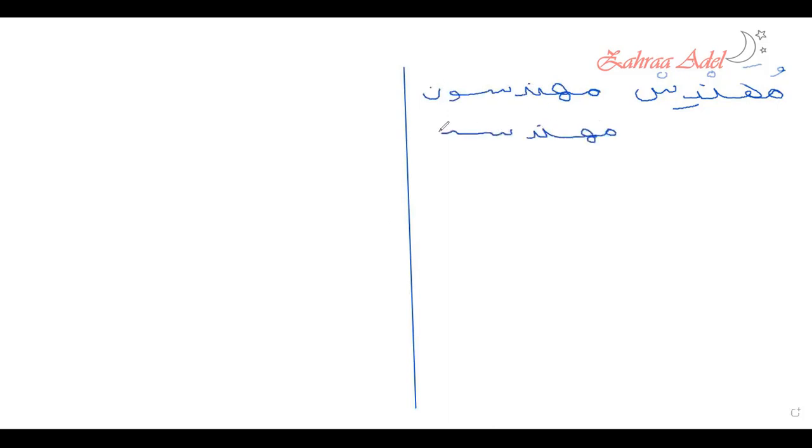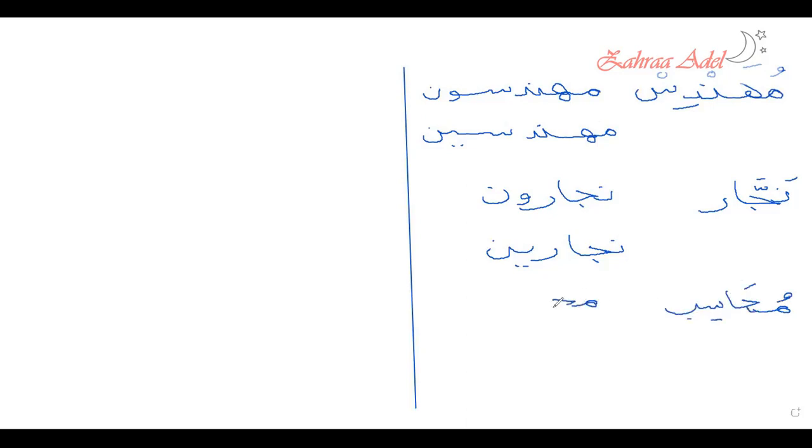I'll write the masculine words here on the right and the feminine on the left, and you will tell me the plural form. Okay, let's start with the word مهندس. How can I make it مهندسون? مهندسون, مهندسين. Another word, نجار. نجار means carpenter. نجارون, نجارين. Another word, محاسب, accountant. محاسبون and محاسبين.